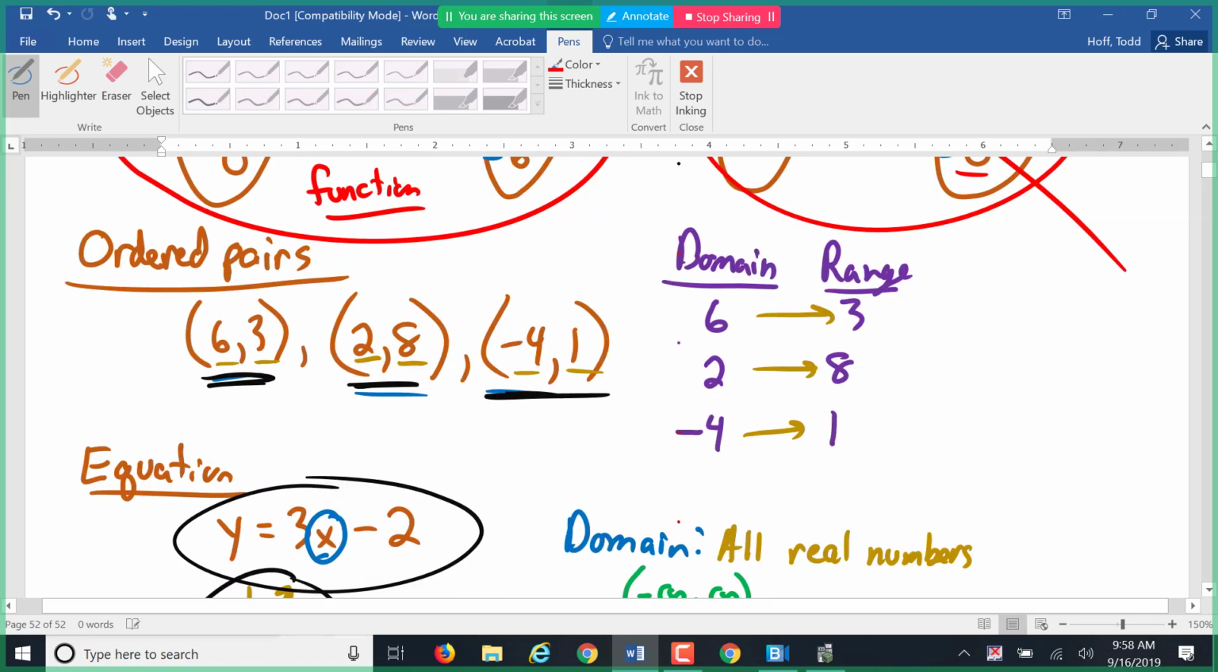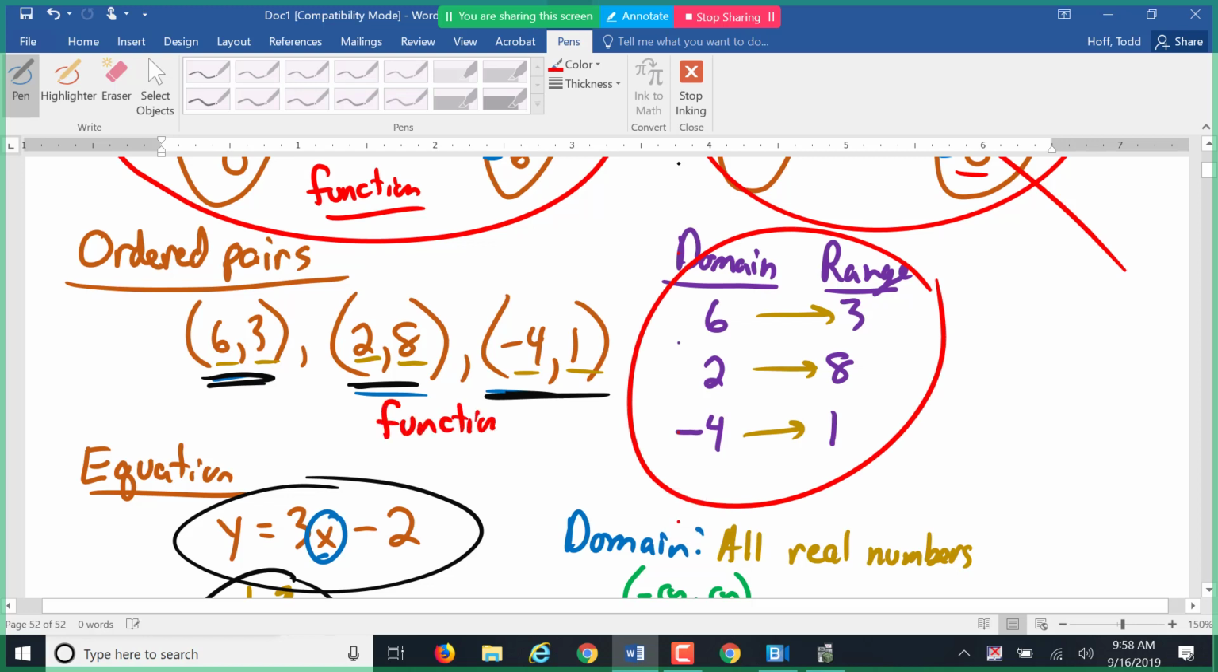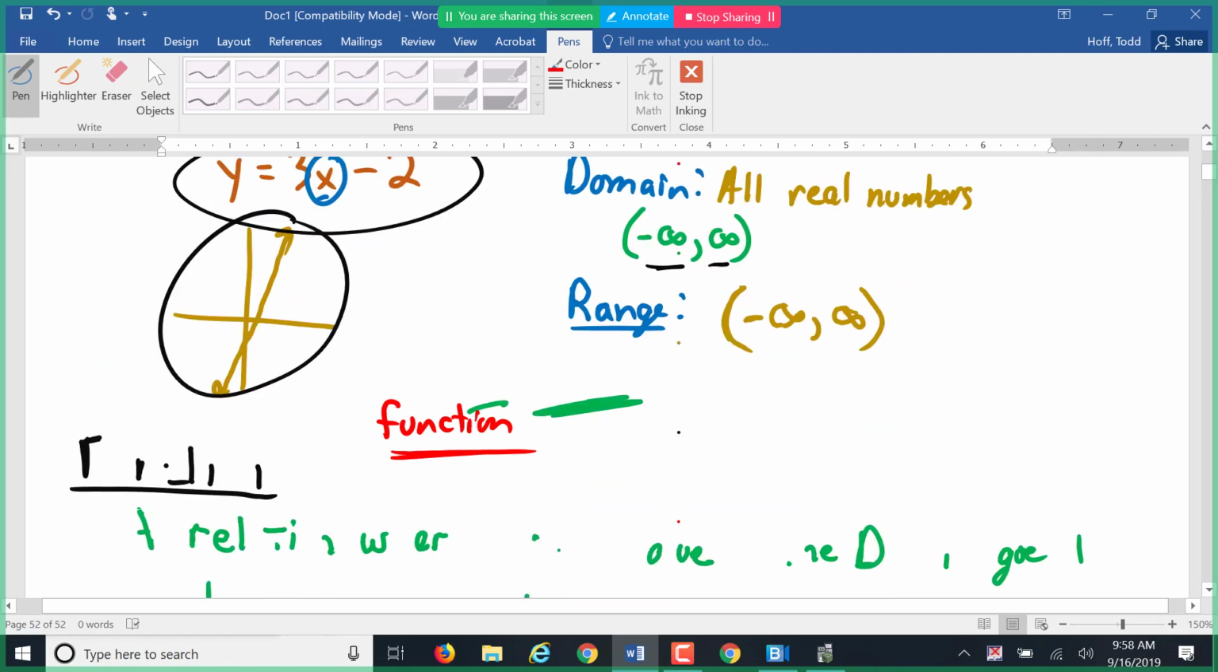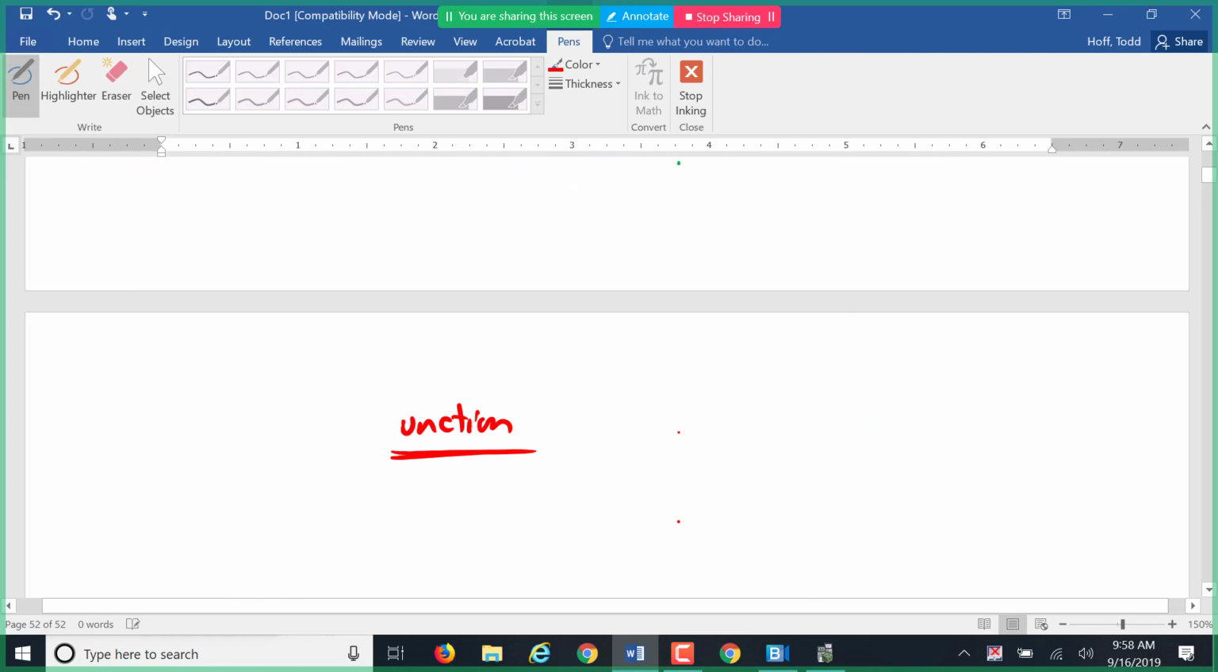The ordered pairs, well, we actually drew out the mapping for those ordered pairs, so that's definitely a function. We're going to talk about how to deal with graphs in just a minute. Let's look at another example of a mapping.